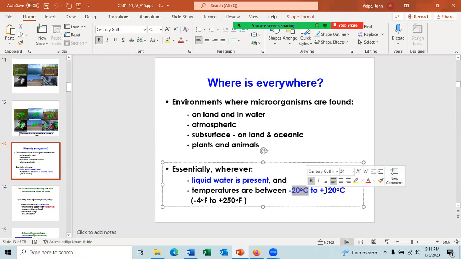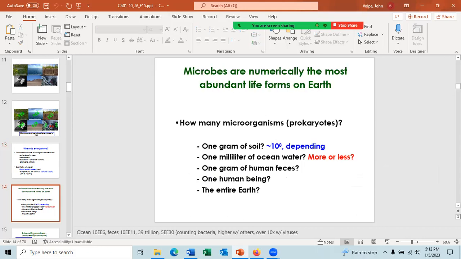And then we can find life in the deep sea vents. And that's why living things can be found at up to 120 degrees Celsius. All right.